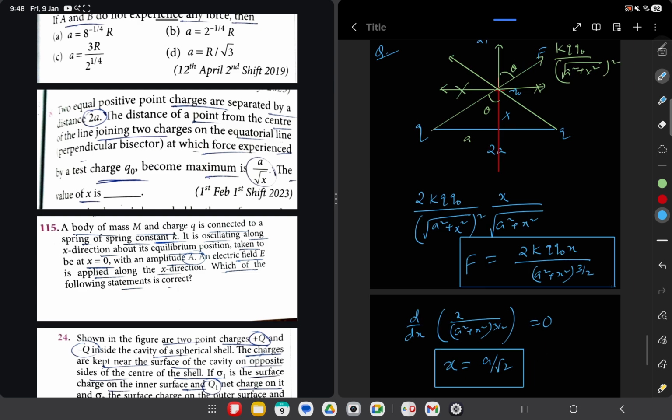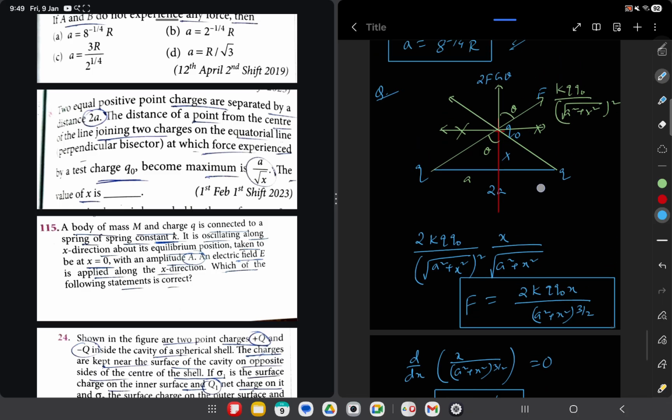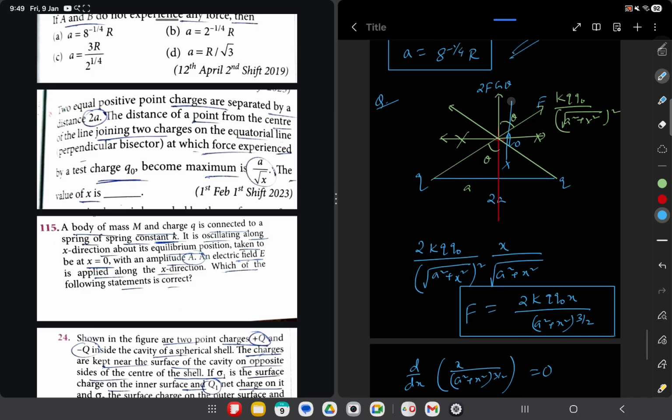And this is the case of a stable equilibrium, because it is doing SHM. But if this charge is plus q naught, then this point is an unstable equilibrium point, because whenever you move this plus q naught to this side, the resultant force pushes this q naught charge to move to this side only.